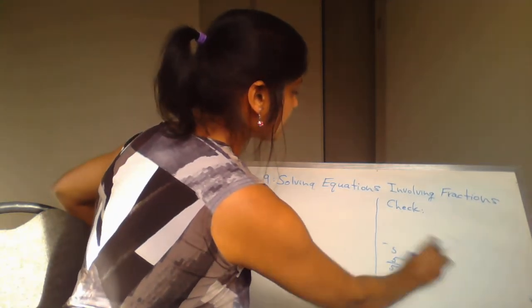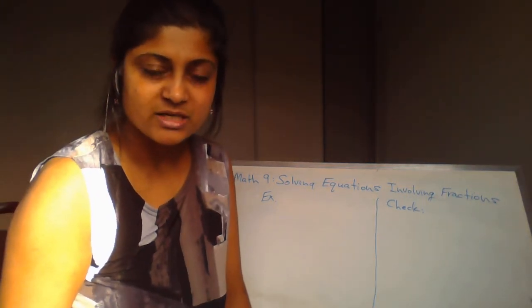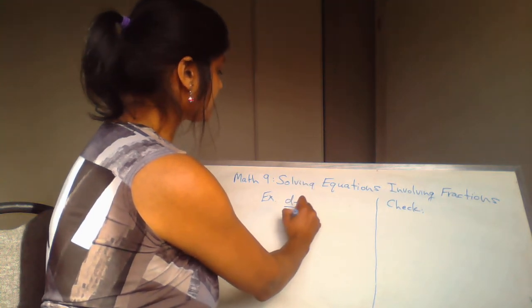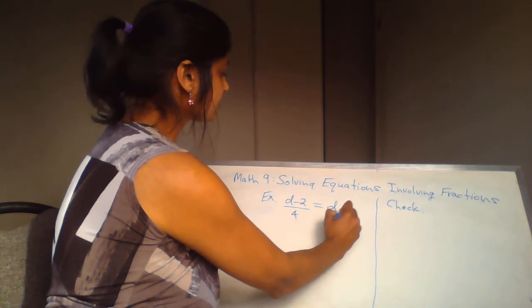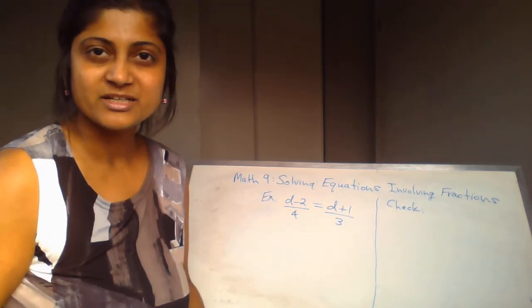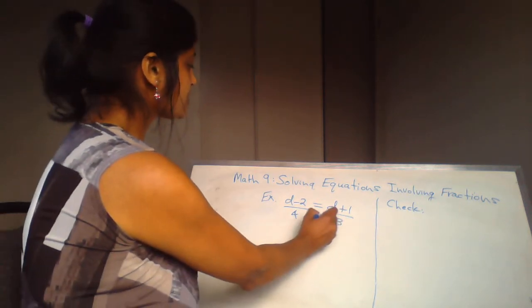Okay, and we will try also the check for this question. So let's try this: (d minus 2) over 4 equals (d plus 1) over 3. And again, we're doing a question that's similar to the example we just did. That way we get more practice. We're going to cross multiply this.